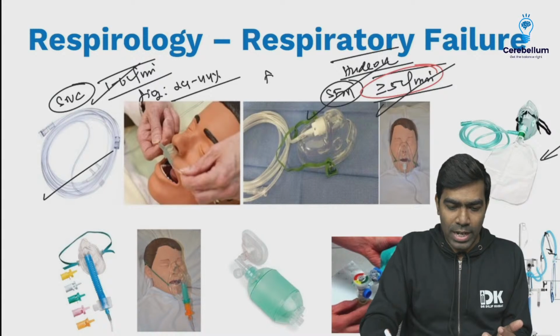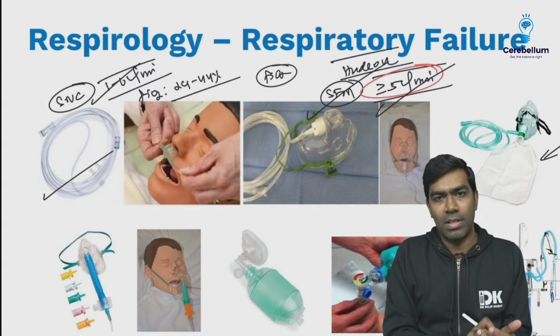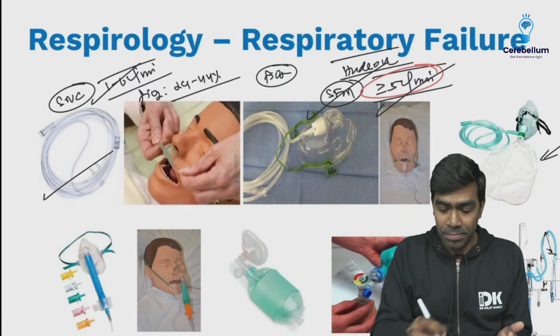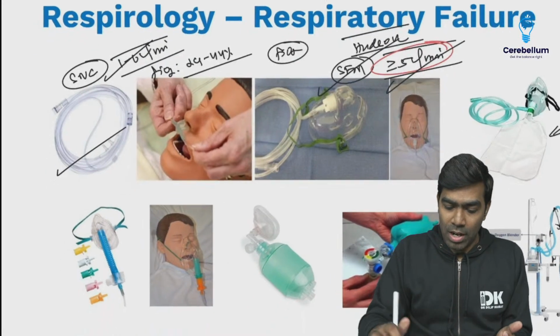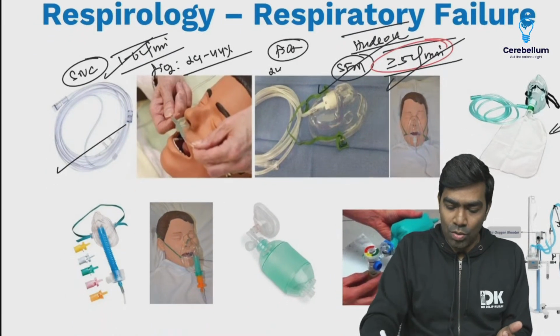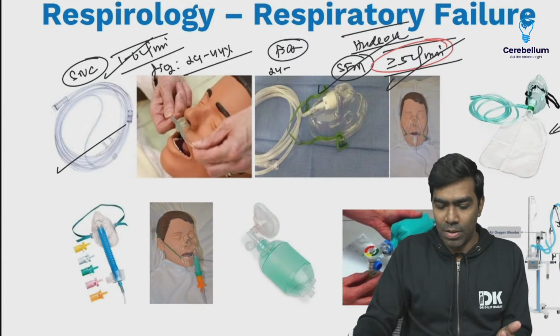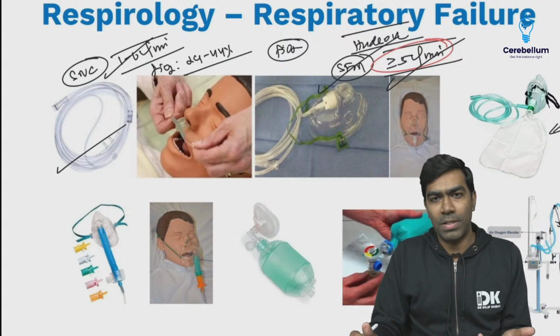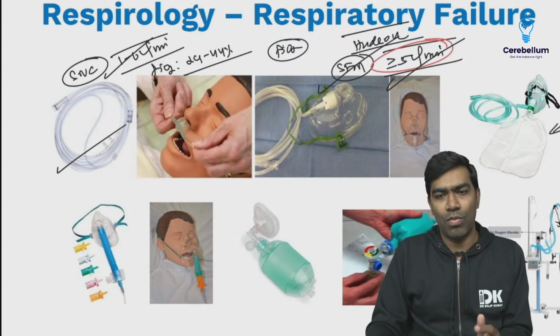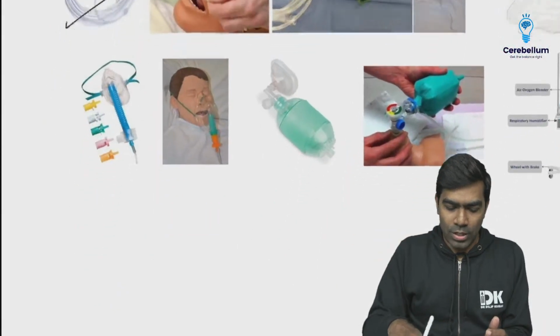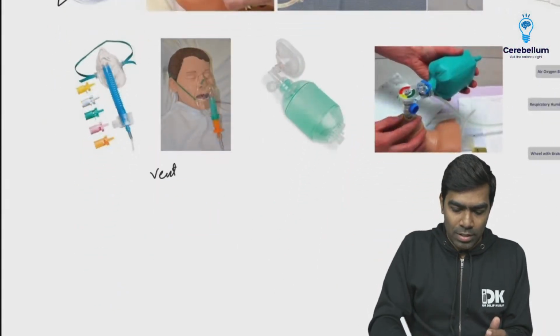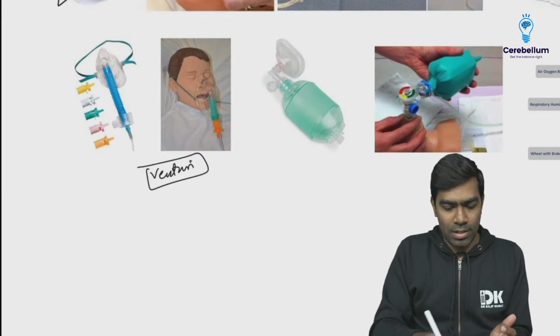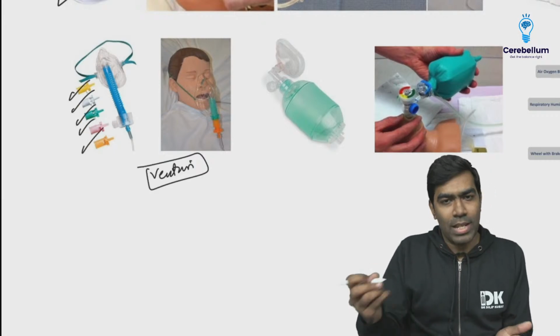So what is the FiO2 that can be delivered by a simple face mask? It can deliver approximately somewhere around 24 to 40%. Okay, so that's the oxygen that can be delivered by a simple face mask, not more than that. Some textbooks will give up to 50%, but ideally it is 24 to 40% only. So this is a Venturi mask. Everyone knows that. You can see the color coding. So why is there a color coding?